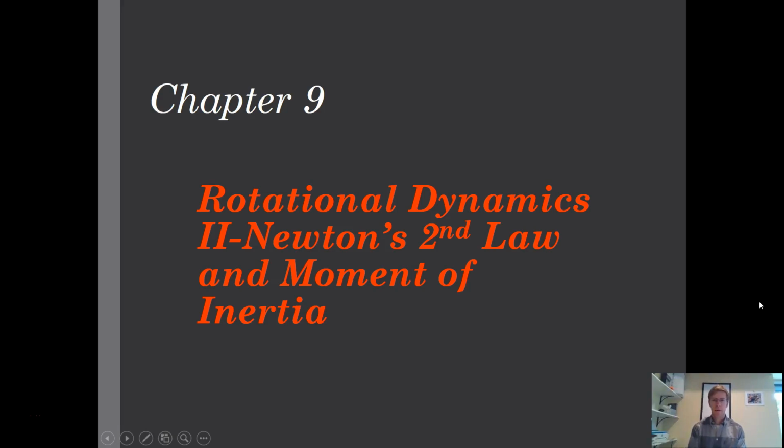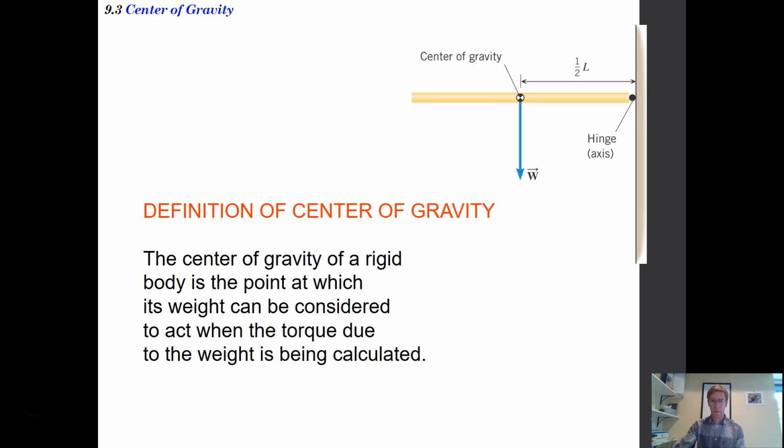Hey class, and welcome back to Chapter 9, Part 2, or Part B, where we're going to continue our discussion of rotational dynamics, looking at Newton's second law as it applies to rotational motion and introducing a new concept known as a moment of inertia. So first of all, I just want to talk briefly about center of gravity.